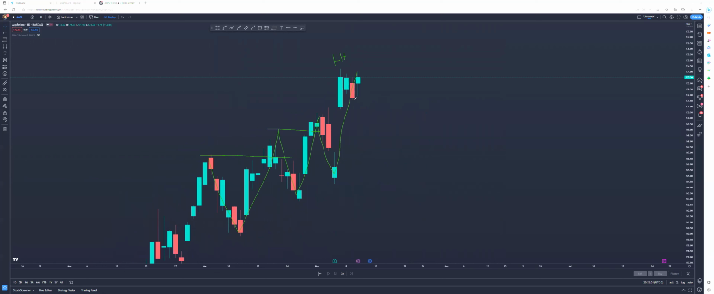Why wouldn't we count this as a higher low? Oh, please get this right. Somebody please get this right. Why wouldn't we count this pullback as a higher low? We won't count this as a higher low because what? There we go. We did not break structure yet.